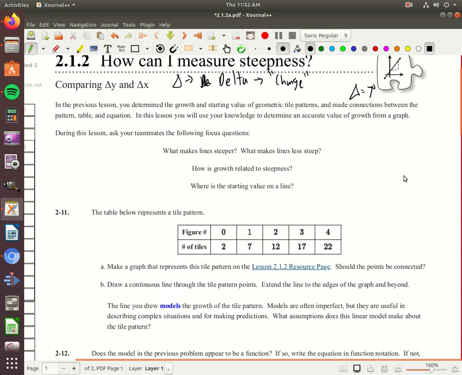In the previous lesson, you determined the growth and starting value of geometric tile patterns and made connections between the pattern, tile, and equation. In this lesson, you will use your knowledge to determine an accurate value of growth from a graph. During this lesson, ask your teammates the following focus questions. What makes lines steeper? What makes lines less steep? How is growth related to steepness? Where's the starting value of the line?